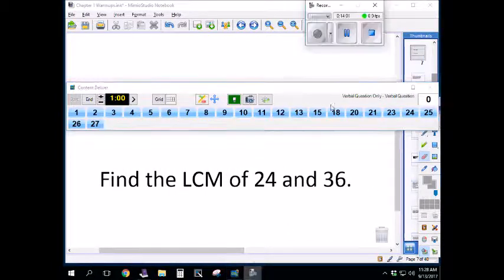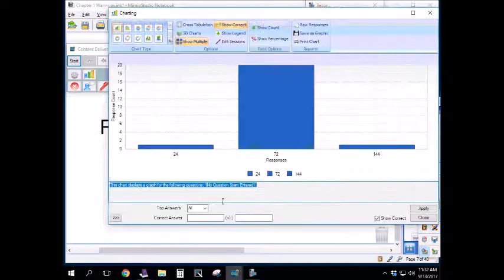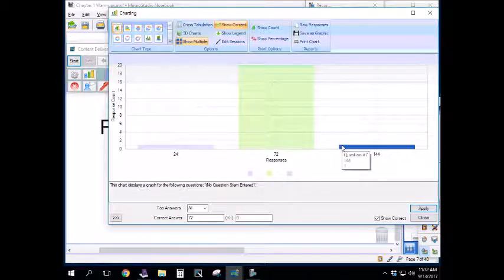Find the LCM of 24 and 36. Everybody got it right? Okay, so find the LCM of 24 and 36. We had pretty much everybody get it right. We had a couple people put 24. We'll talk about that in a minute. And then we had a couple people put 144. So they must have had an extra 2 in there because 72 times 2 is 144. It's kind of a little silly mistake.